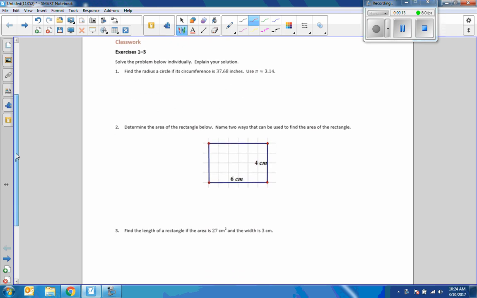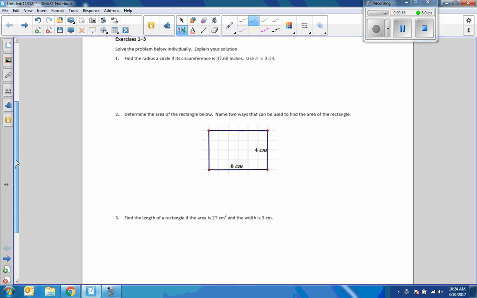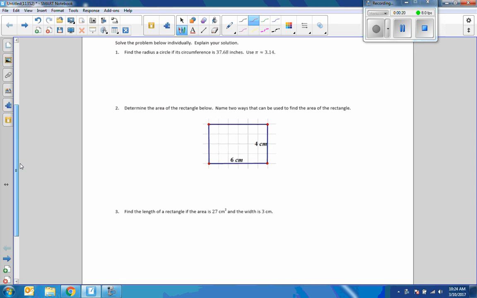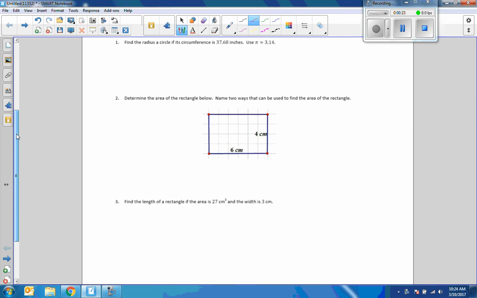We're going to start off with a classwork exercise, actually 3 of them. We're going to solve the problems below individually and explain your solution. So the first one says, find the radius of a circle if its circumference is 37.68 inches, use pi equals 3.14. So now try this, pause the video, come back and see how you did.